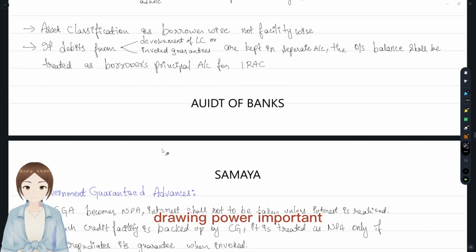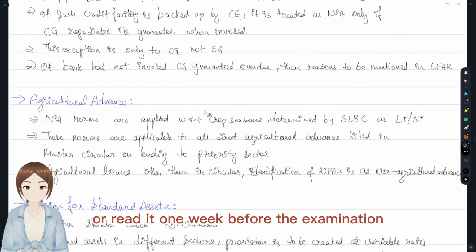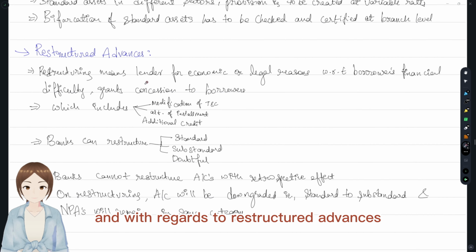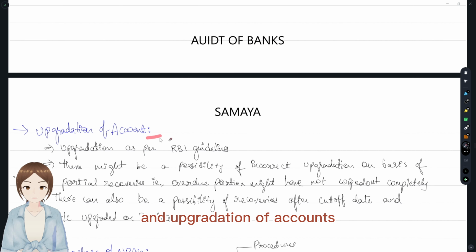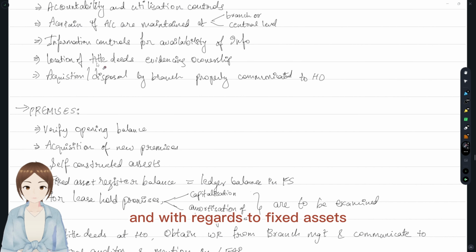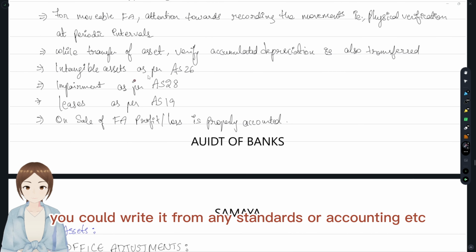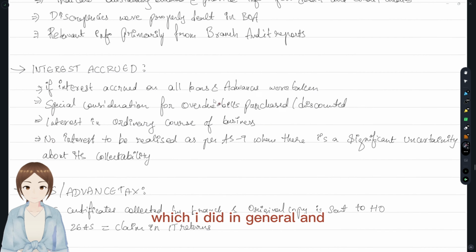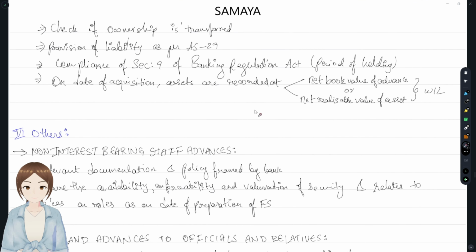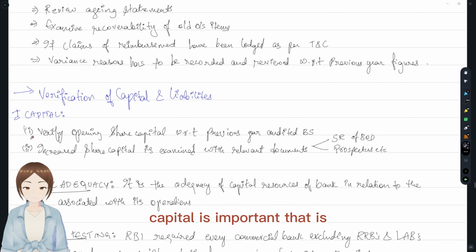Drawing power, important. And government guarantees was like, read it 1 week before the examination. And with regards to restructured advances and upgradation of accounts and sale and purchase of NPAs, these three were so important. And with regards to fixed assets, you need not write anything. You could write it from any standards on accounting or etc. You could write it in general. And these are not important. And with regards to capital is important.